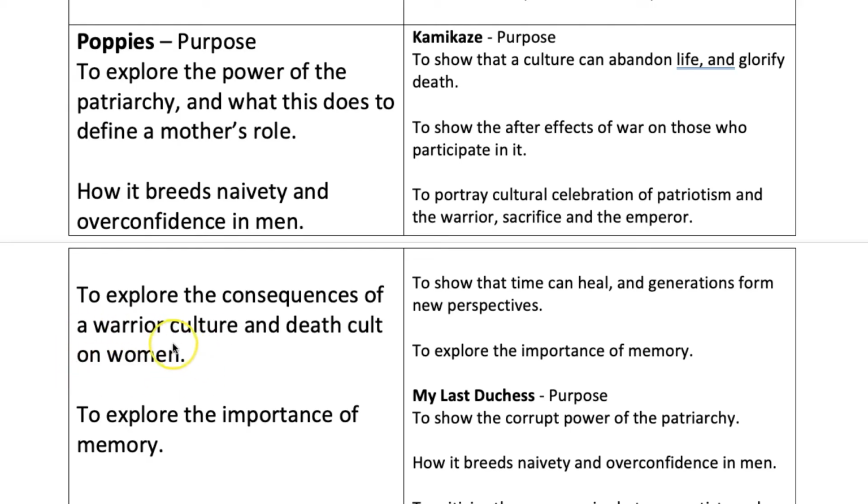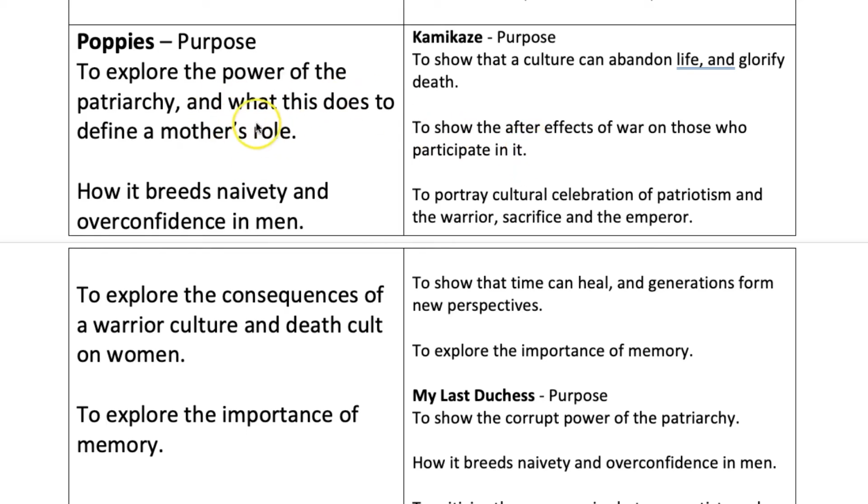And she explores the effect this has on women, in particular mothers, and to explore the importance of memory. The whole poem is told through the mother's memories and in the past tense. As you can see, there are loads of connections with Kamikaze, which is also to show a culture which has chosen to abandon the celebration of life and instead glorify death in the tradition of the kamikaze pilot. It shows the after effects of war on those who participate in it and those left behind.